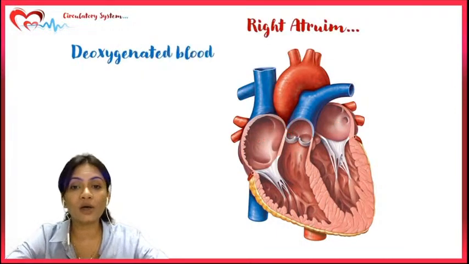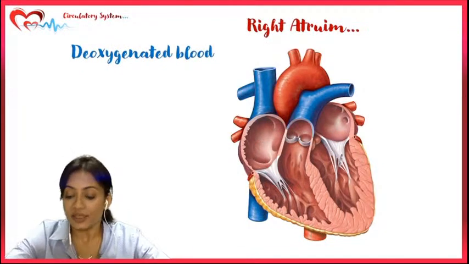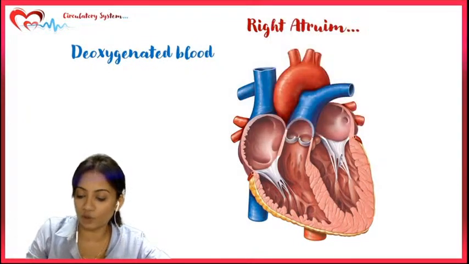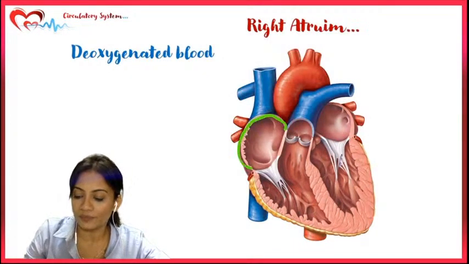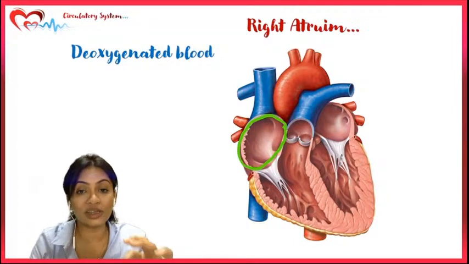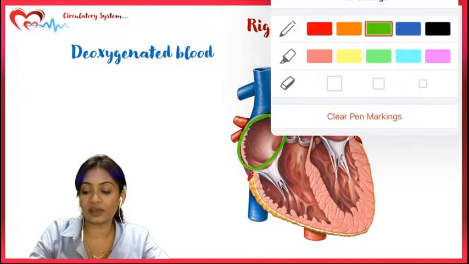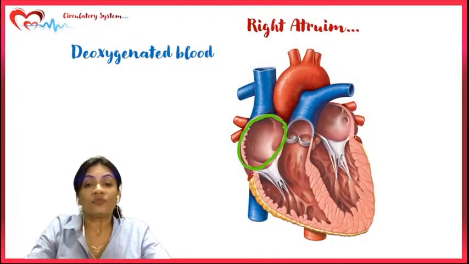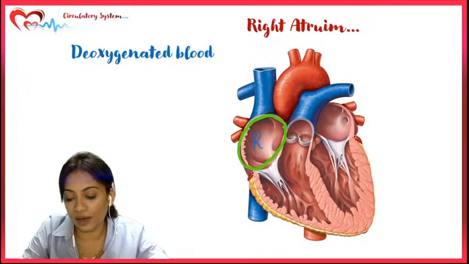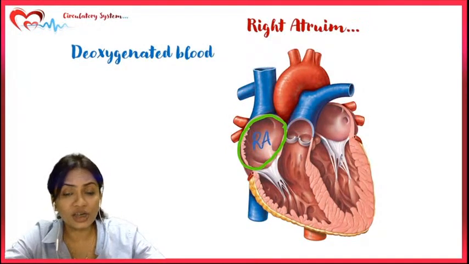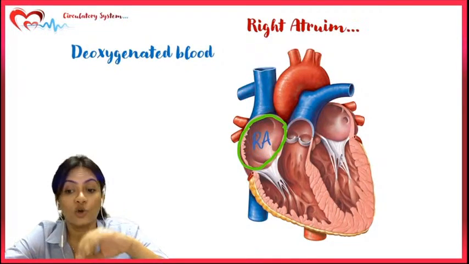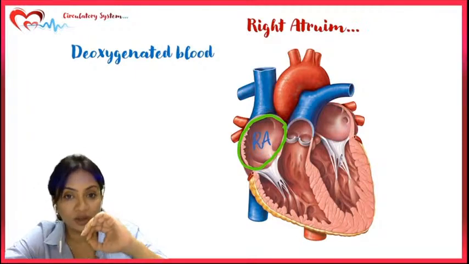Next, when we're talking about only the right atrium, which atrium am I talking about? Which chamber? I'm talking about this chamber over here. When we're talking about it, which blood is it going to be receiving? It will be receiving the deoxygenated blood. Which chamber? The right atrium. Deoxygenated blood is going to enter from three regions. Now, I would like you to remember which are these three regions that I am talking about.